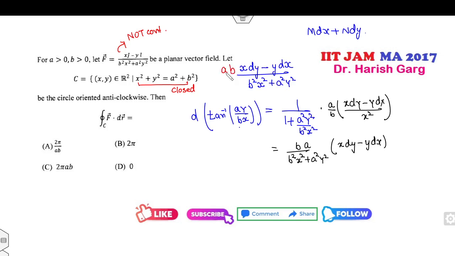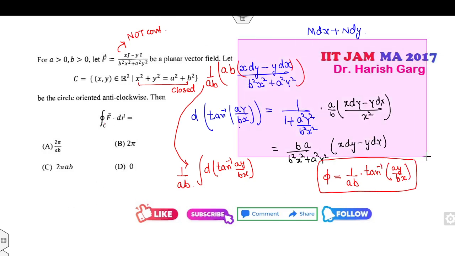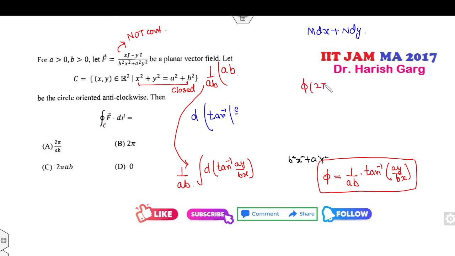So if I multiply this quantity by ab and divide by ab, then this integration will be my tan inverse of ay over bx, times 1 over ab. Fine. So that means your phi is 1 over ab tan inverse of ay over bx. Fine. Now over the complete circle, your target is to find the value of phi at 2 pi minus phi at 0. Fine.